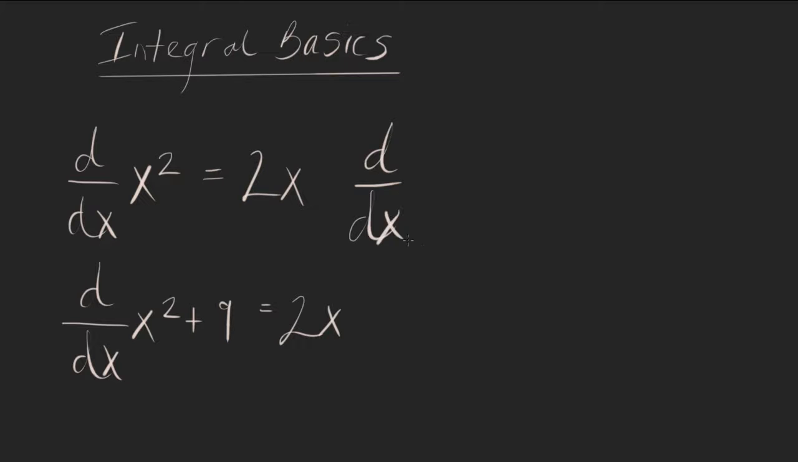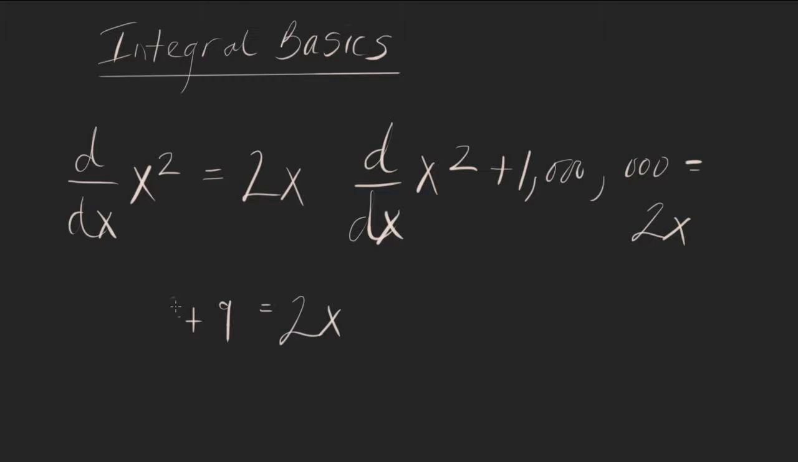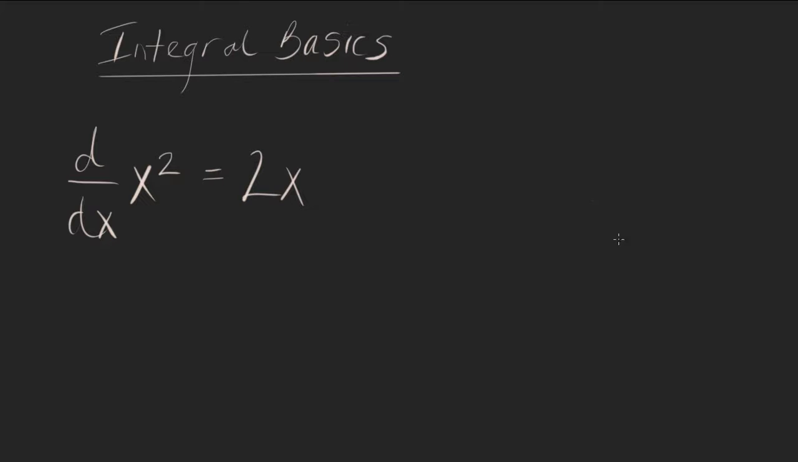Looking at a bigger number, let's say we're asked to find the derivative of x squared plus 1 million. We also know that that's equal to 2x. But what does this mean for integrals? I'll just erase these two to give us some room here. I'll leave the first one. What does that mean for integrals?